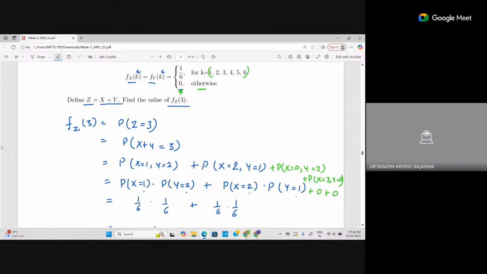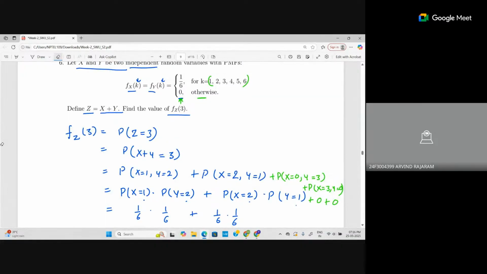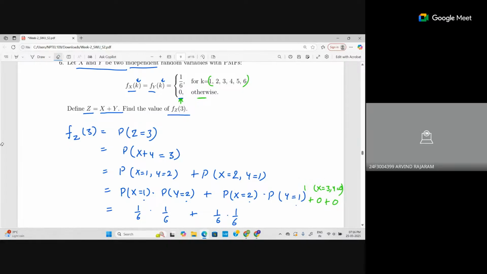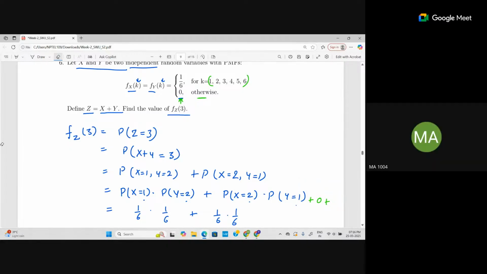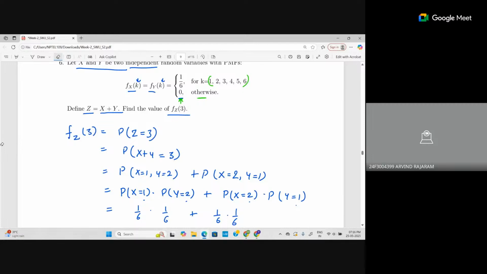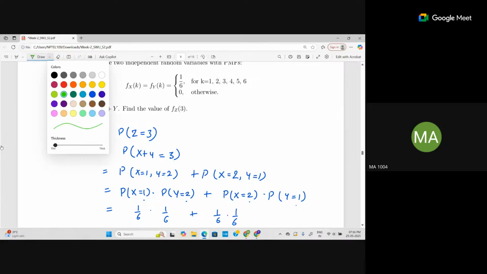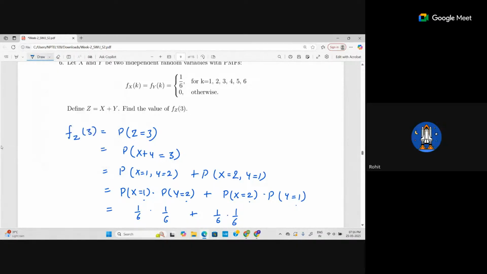Yeah, ma'am. In this case, it's fine. But if another problem has a different range, then you can consider all the cases. So depending on the question, we have to decide. Any other doubt? No, ma'am.